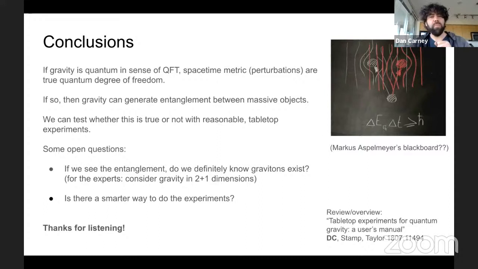And then really the more bold claim in the talk is that you can actually test this question. You can get a binary answer: is this true or not? And you can do it with tabletop experiments in the reasonable near future.